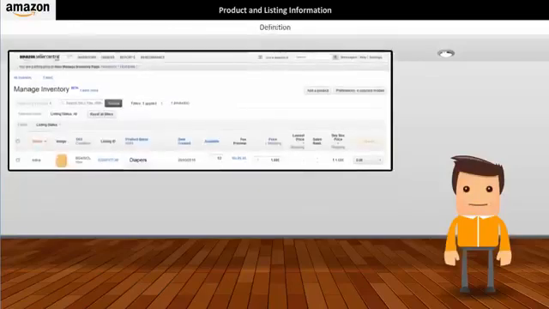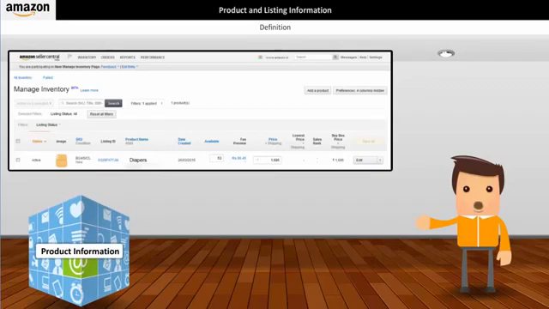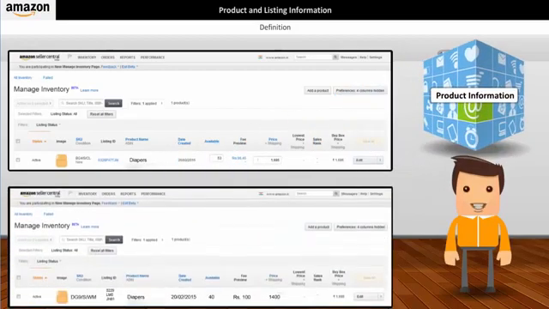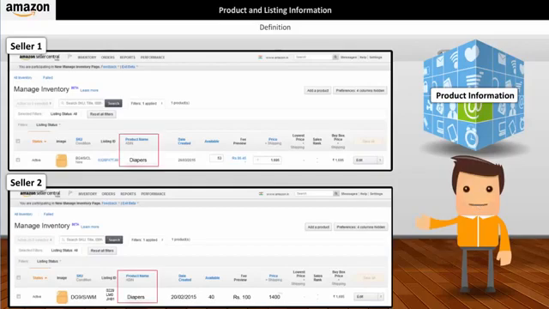When you list a product, Amazon divides its information such as the name, model number, price, quantity, and condition into two parts: product information and listing information. The product information comprises the general information of a product such as product name and the model number, which will be same for all the sellers. For example, the name of the baby product will be same for all sellers.